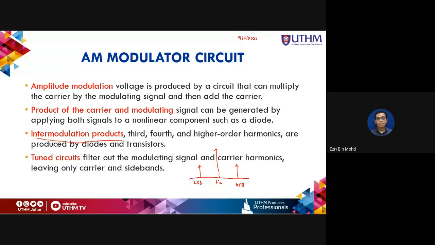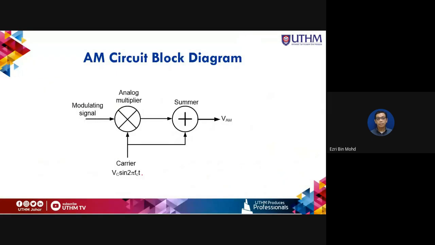For example, there are second and third harmonic signals, and so on. So we need to eliminate the harmonic products by implementing a filter, an RF filter.